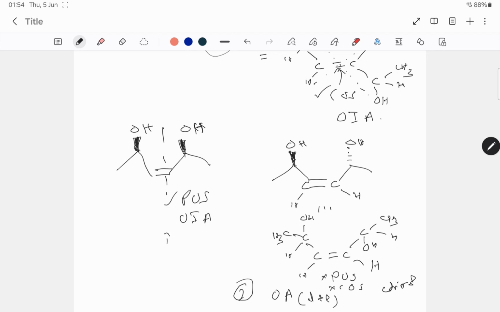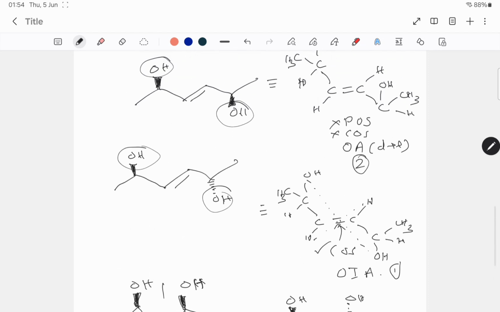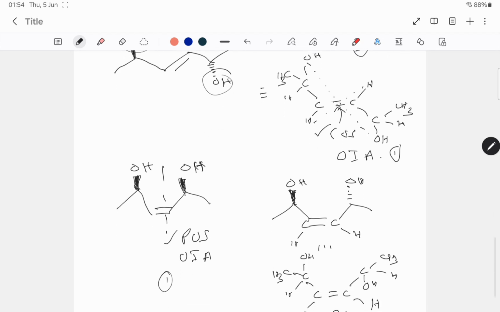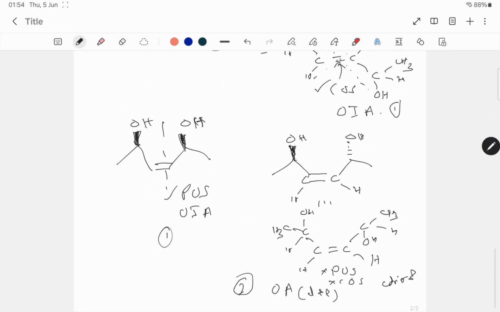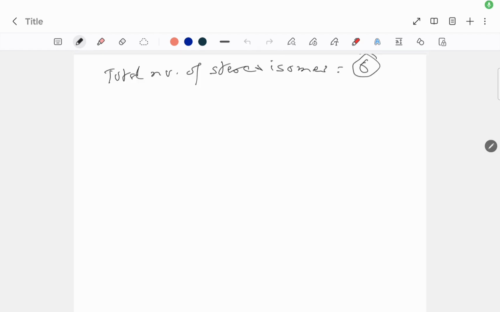This is optically inactive, so 1. This is again optically inactive, so 1. And this is optically active, 2. So the total number of stereoisomers is 2, 1, 1 and 2, that is 6. So the total number of stereoisomers of the second compound is actually 6 and not 8, which is the very common mistake the students make. Okay, hope you have understood this properly.